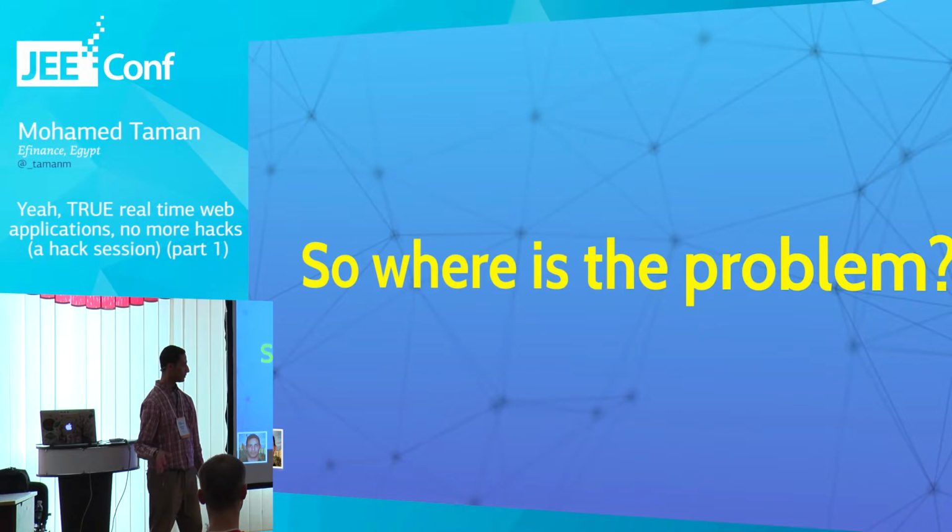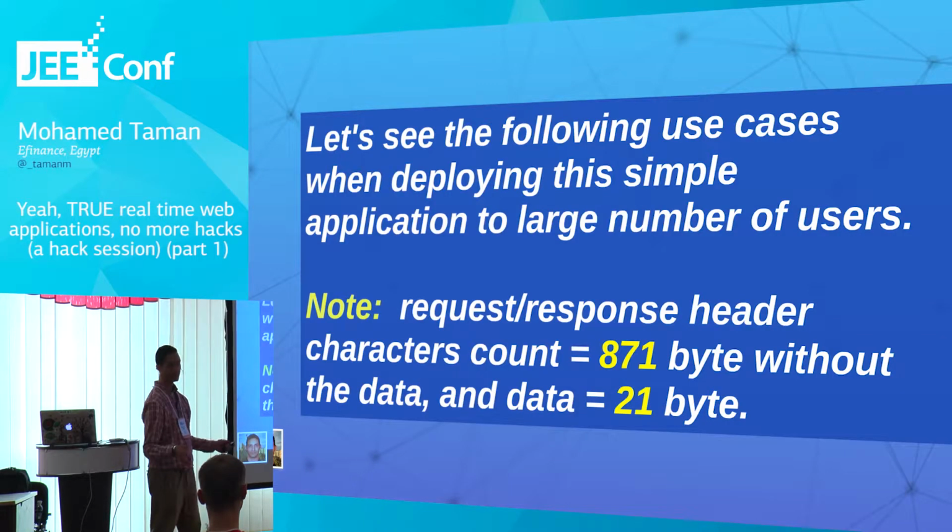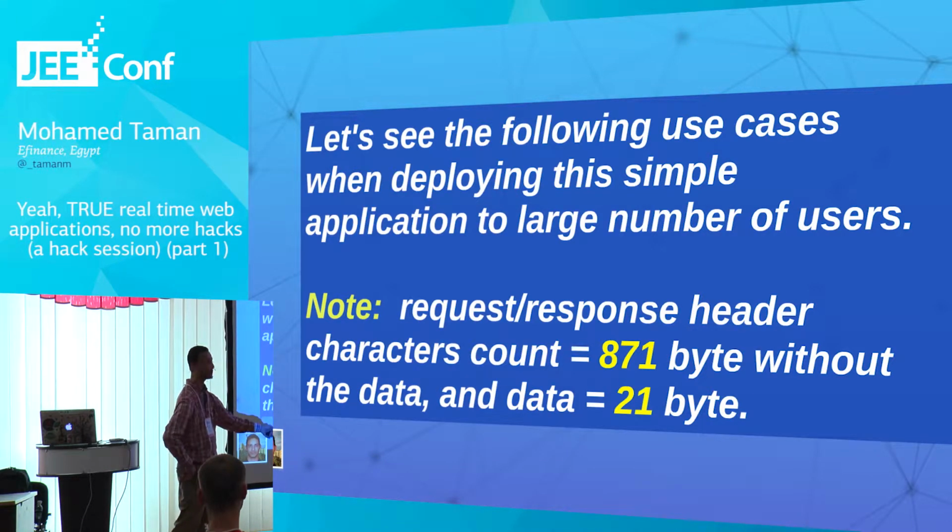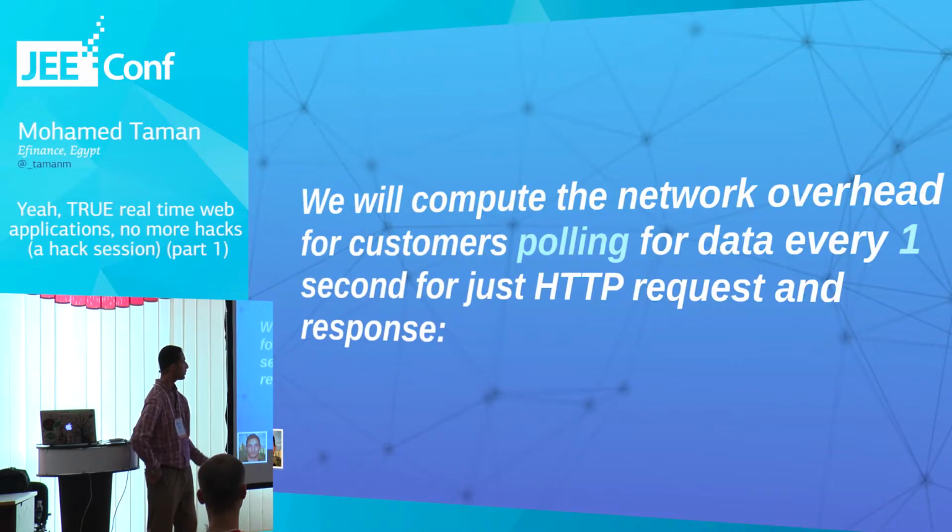So where is the problem? We'll see the problem. This is a simple computation. Note that the request and response header characters count 871 bytes, and the data, for simplification, will be 21 bytes. Did you see? Every time you send this amount, it's abusing. I don't need all of this. It's enough one time, then I would like to exchange the data. So let's deploy it. The polling here will be every 1 second.